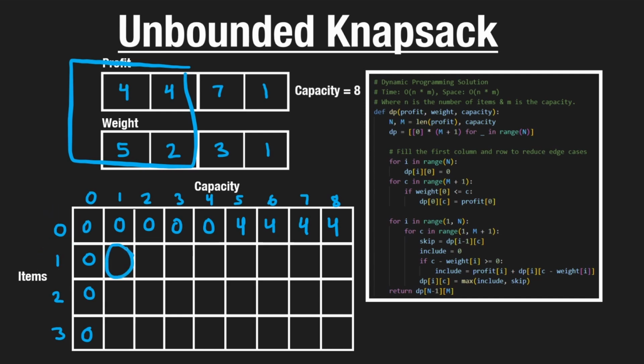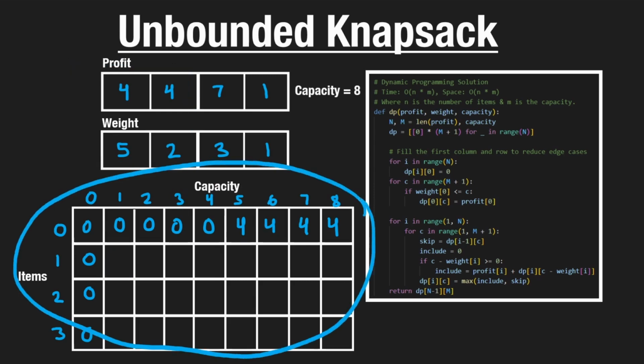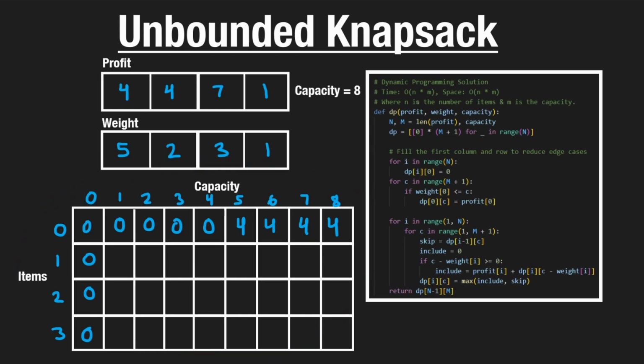What's the max profit we could get with a capacity of 1? And then we ask what's the max we could get with a capacity of 2, with 3, with 4, etc. I definitely encourage you to fill out this grid on your own for practice. But now I'm going to be moving on to the memory optimized dynamic programming solution.